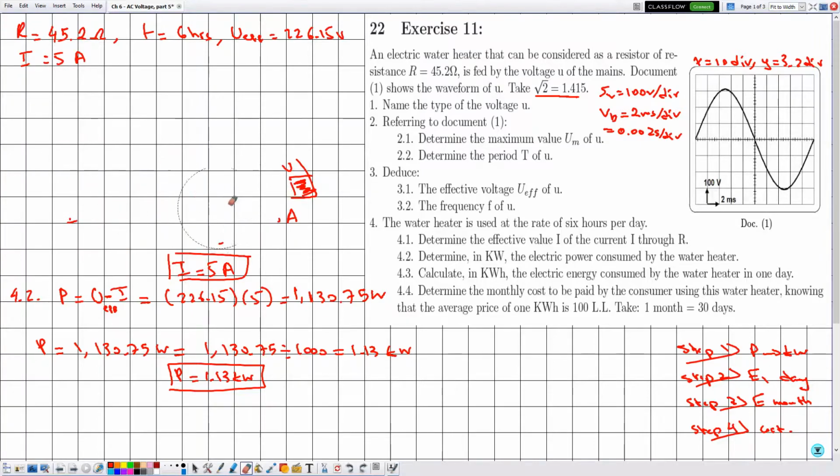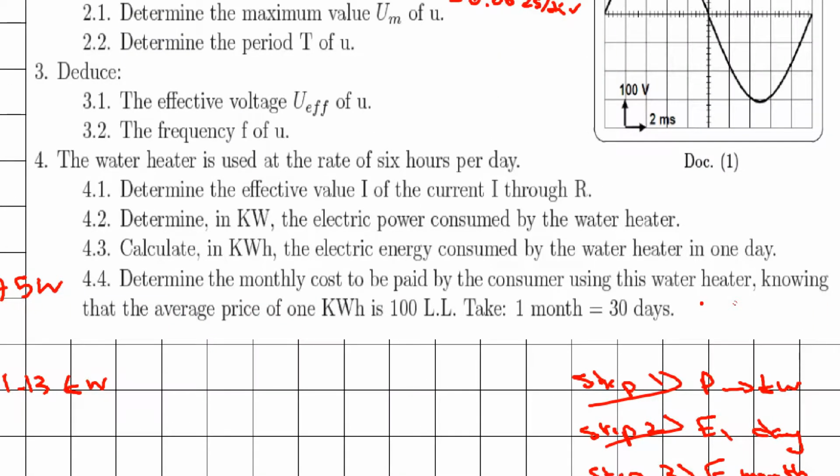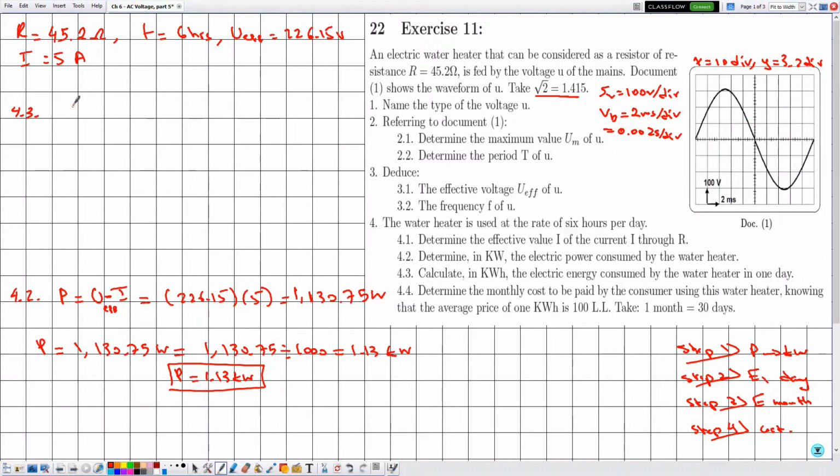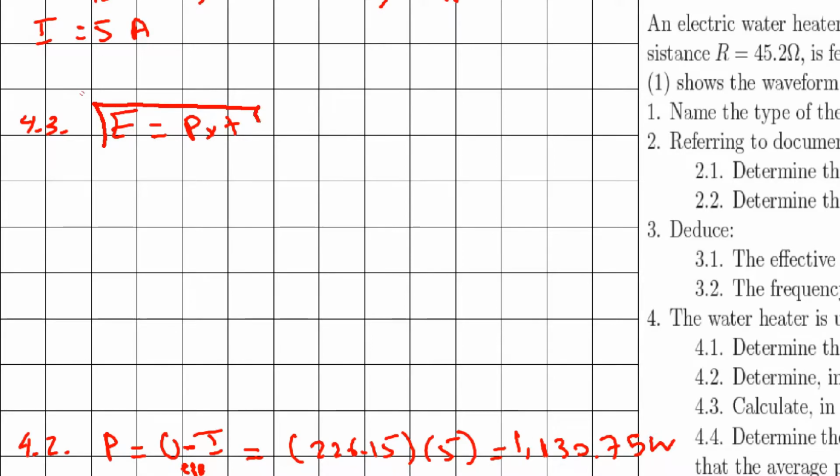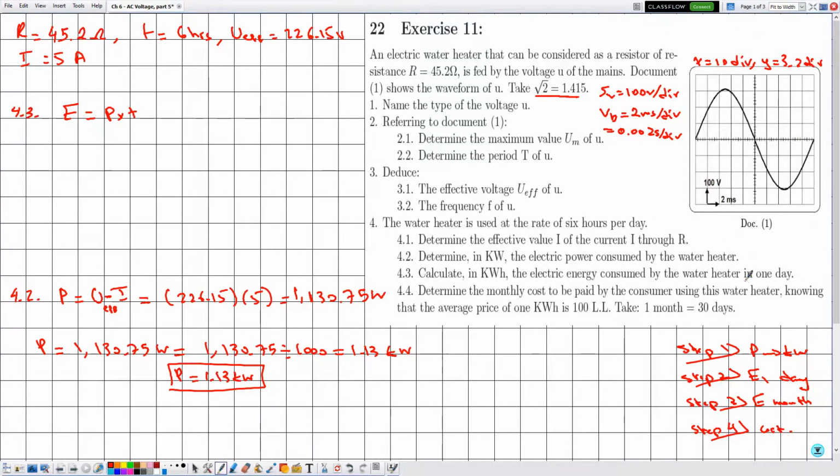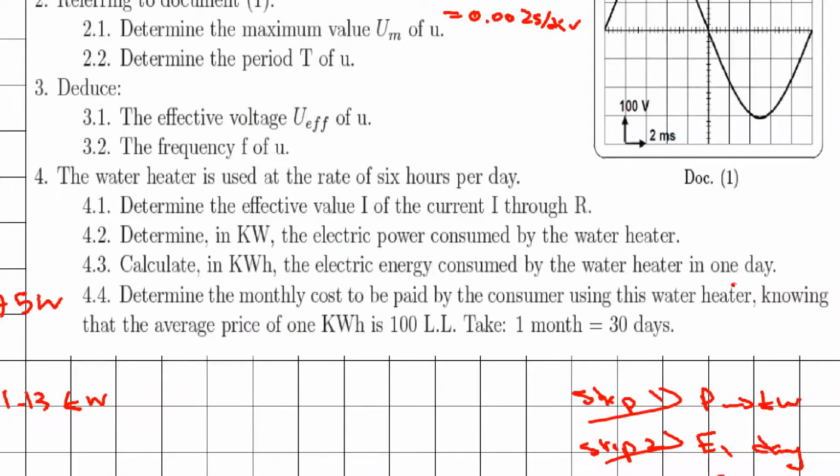Now we have reached 4.2. Sorry, 4.3. In 4.3 they are telling me calculate in kilowatt hour the electric energy consumed by the water heater in 1 day. The formula of the electric energy in general is given by E is equal to P times T. So always in physics we need to start by writing the corresponding formula, and this usually they give it half a mark.